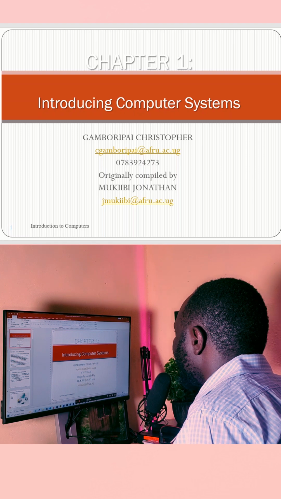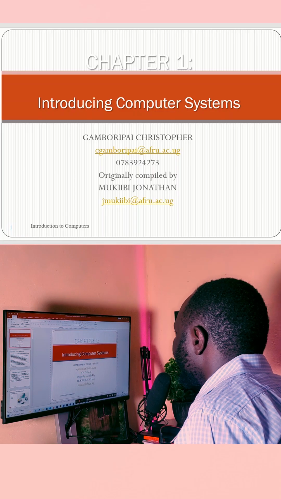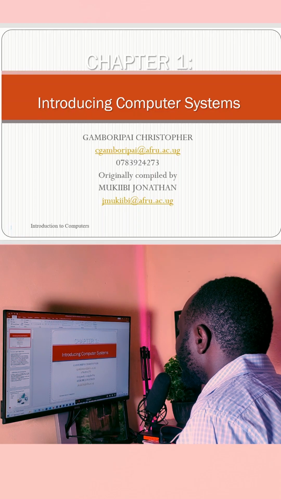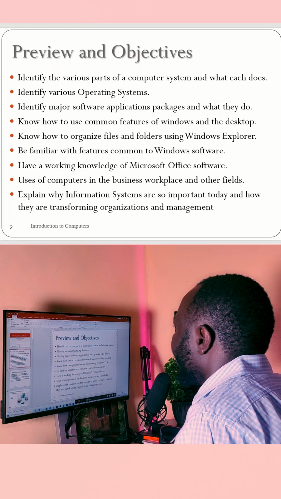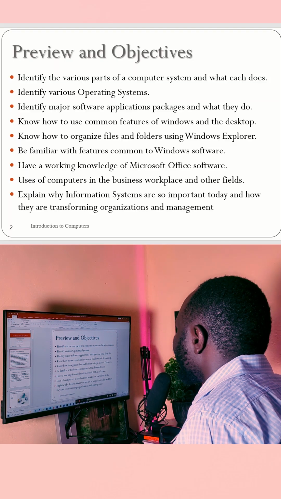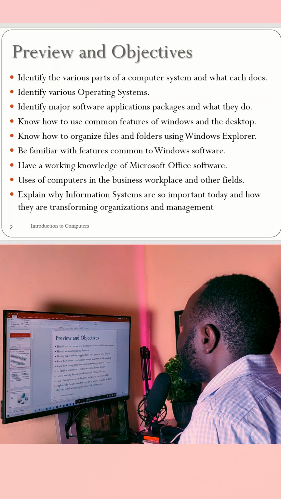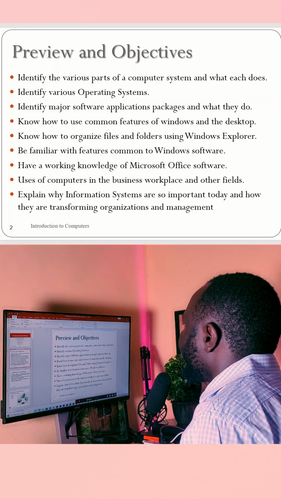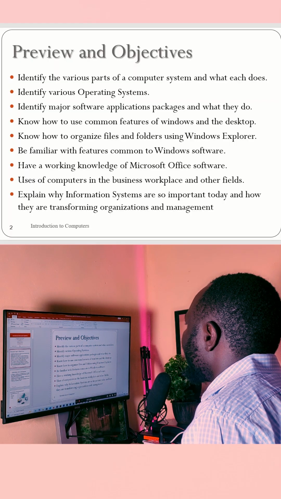Without wasting a lot of time, let's get into the overview or objectives that we are to achieve in this course unit. First of all, one of the objectives we need to achieve is to identify the various parts of a computer system and what each does. Identify the various operating systems.